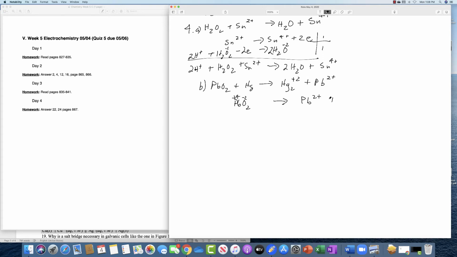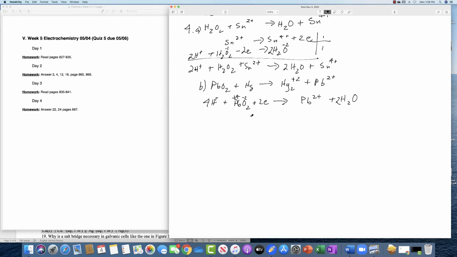Now we have to balance the oxygens here, so we have to add 2 waters here to balance that. And that means that we have to add 4 hydrogens on this side. Remember, it's in an acid solution, and that's why they told you that. So that's the one thing. And to go from 4+ to 2+, you have to gain 2 electrons.